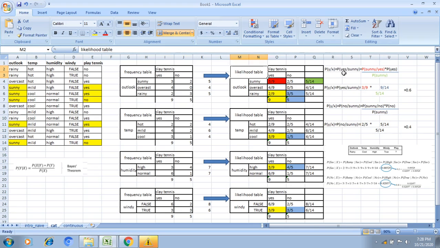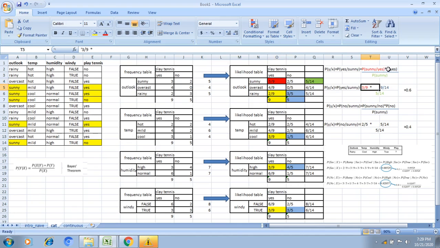probability of yes given sunny equals probability of sunny given yes, times probability of yes, divided by probability of sunny. Okay, this is the equation, the formula I want to use to calculate yes versus sunny. Probability of sunny given yes, this is the red one. How many yes in our sunny? 3. 3 divided by 9. This is my first term.